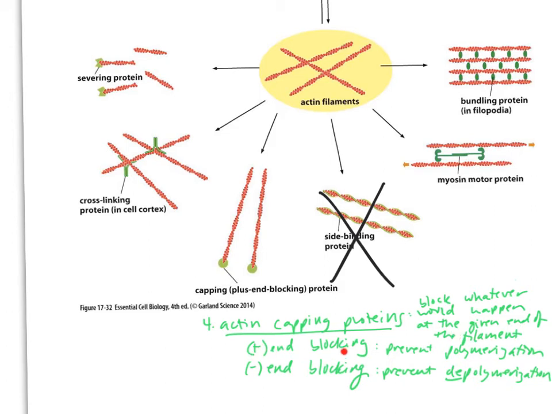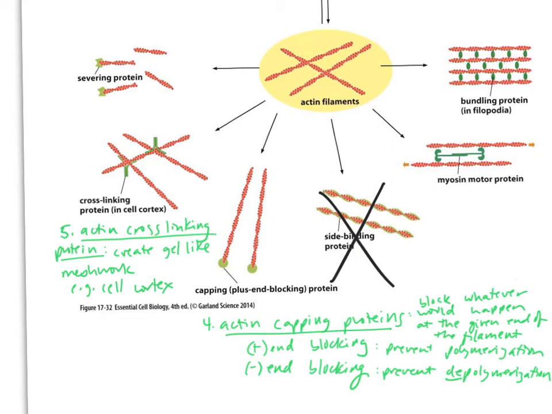If it were a plus end blocking protein, then that's likely to prevent polymerization, because that's where the highest rates of polymerization are taking place. And if instead there was an actin capping protein at the minus end, which would be obviously the opposite end in this case, then it would be most likely to prevent depolymerization, since there's a higher rate of depolymerization at the minus end than at the plus end.